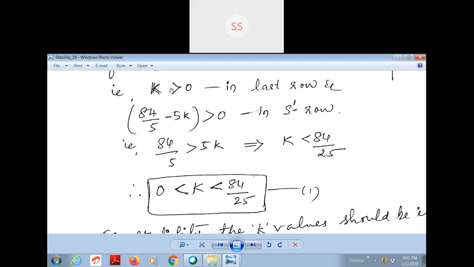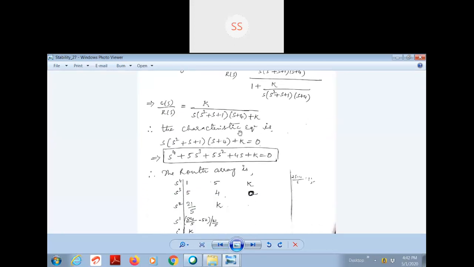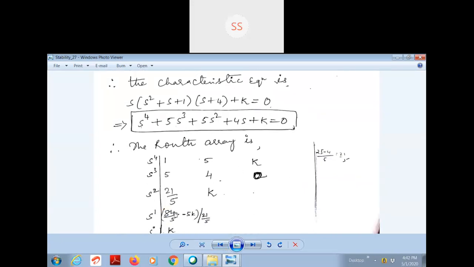So therefore, one limit is k should be more than 0, and the other limit is k should be less than 84 by 25. Now we will summarize and write one range for this k. So k is more than 0 and less than 84 by 25. If k satisfies this range, all the terms, of course 3 terms are already positive, but the remaining 2 terms, that means the last 2 rows, these 2 terms will also remain positive.